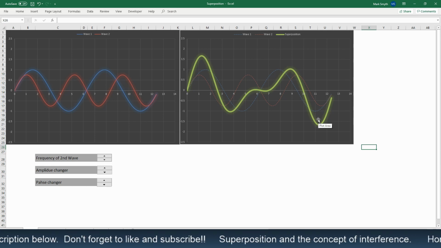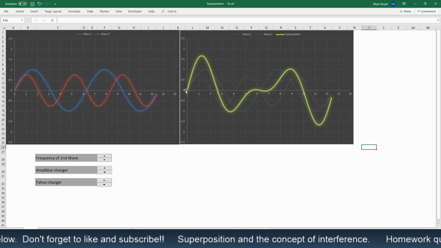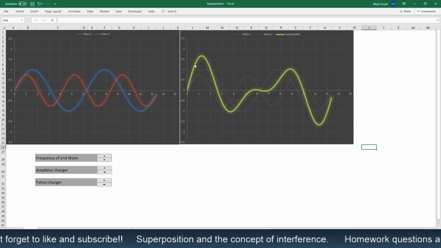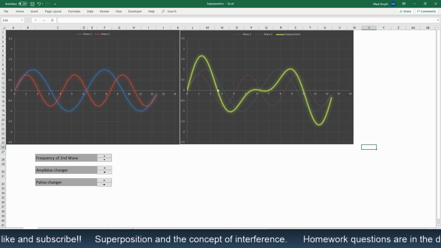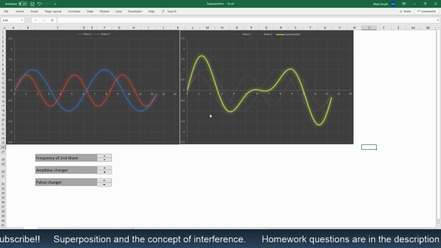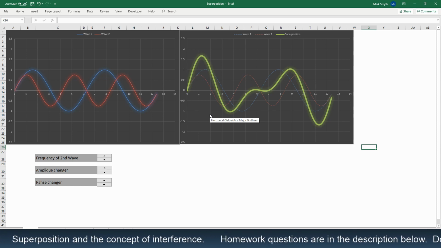Now, there's nothing for this except to just go point by point by point and just add these two y values together. Excel does a great job of it because it's a machine and it just goes sample, sample, sample, sample, sample.